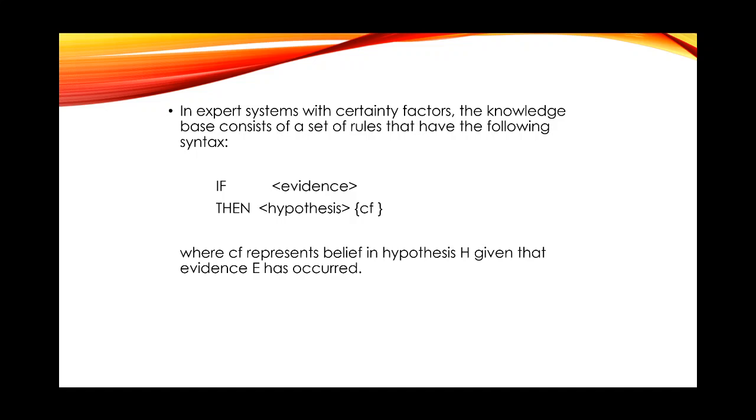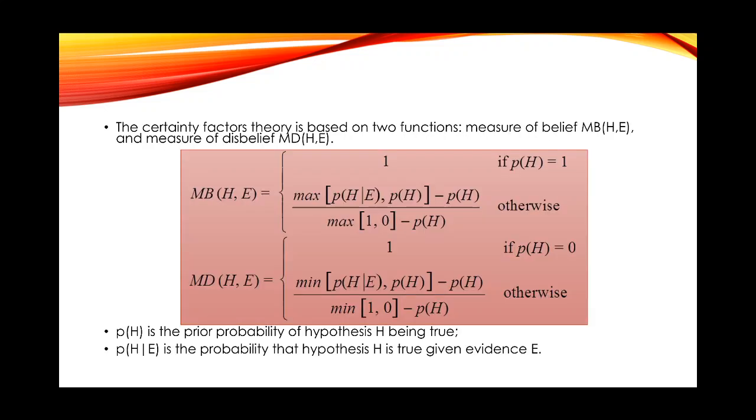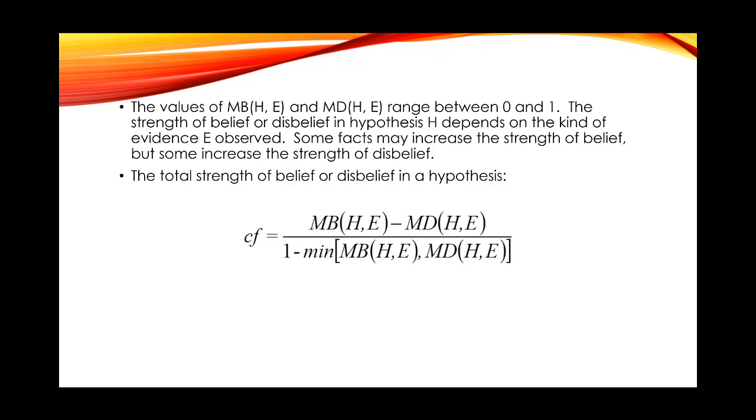So in an expert system with certainty factor, the knowledge base consists of a set of rules as well, having the same syntax. That is, if evidence, then hypothesis, whereby we are going to calculate the CF. CF will represent the belief in hypothesis H given that evidence E has occurred. Certainty factor theory is based on two functions, measure of belief and measure of disbelief. The values of both range between 0 and 1.